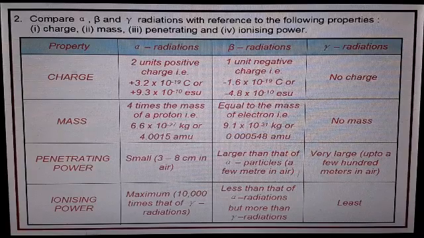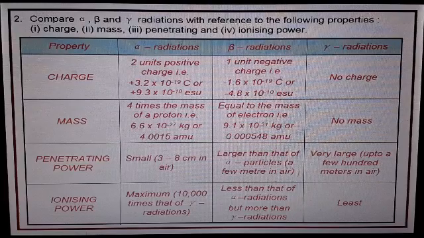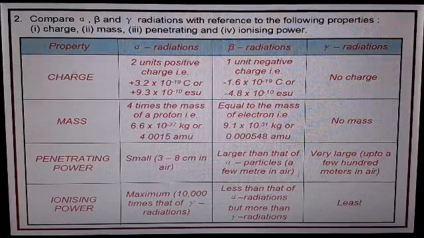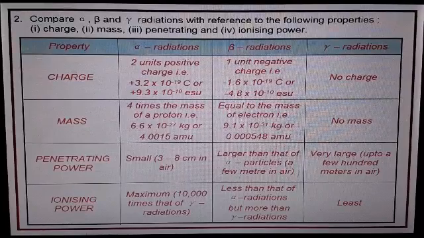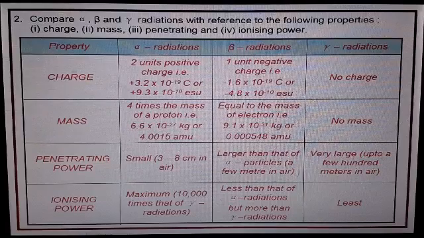Charge: in alpha radiation 2 unit positive charge, in beta radiation 1 unit negative charge, and in gamma radiation no charge. In case of mass, alpha radiation is 4 times the mass of the proton, in beta radiation equal to the mass of electron, and gamma radiation it is no mass.